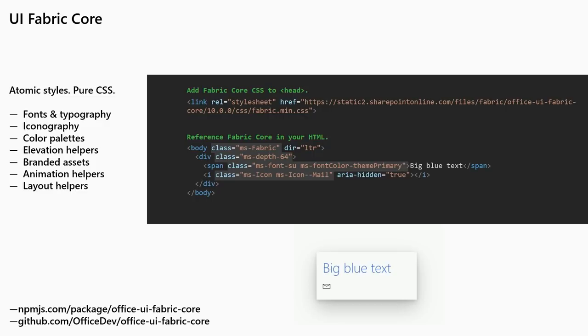Now, you would probably want to use Fabric Core if you're building a relatively simple, basic HTML page, something that is meant to be responsive and use the basics of Microsoft's design language. So all of this you can get today on NPM and NuGet. And like all of our Fluent UI libraries, all of Fabric Core's source is available on GitHub as well.